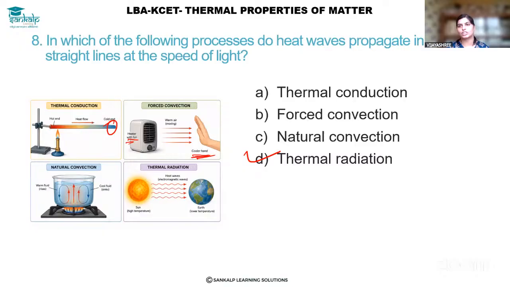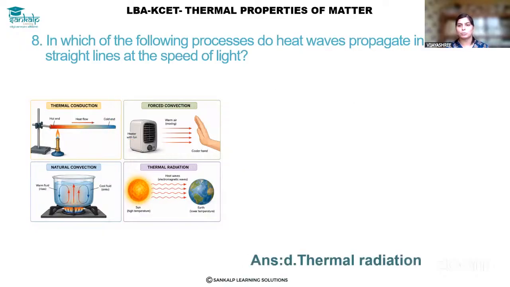So thermal radiation is a kind of electromagnetic wave. It propagates with the speed of light. Option D is the correct answer here.